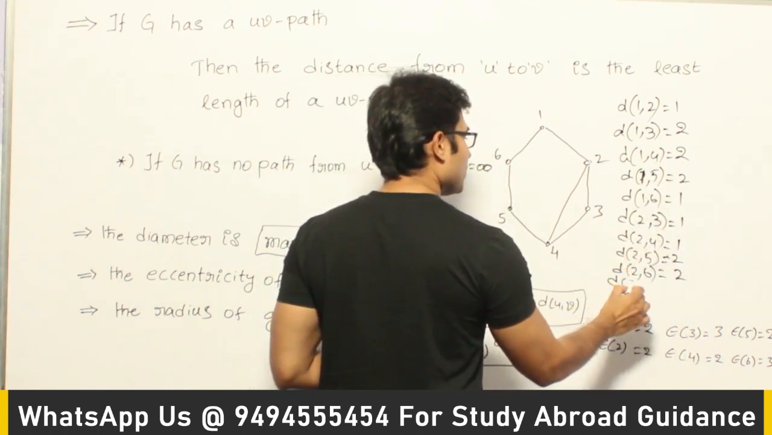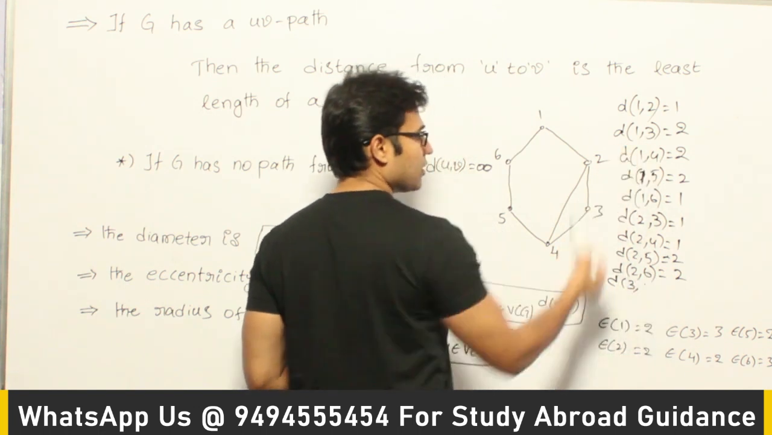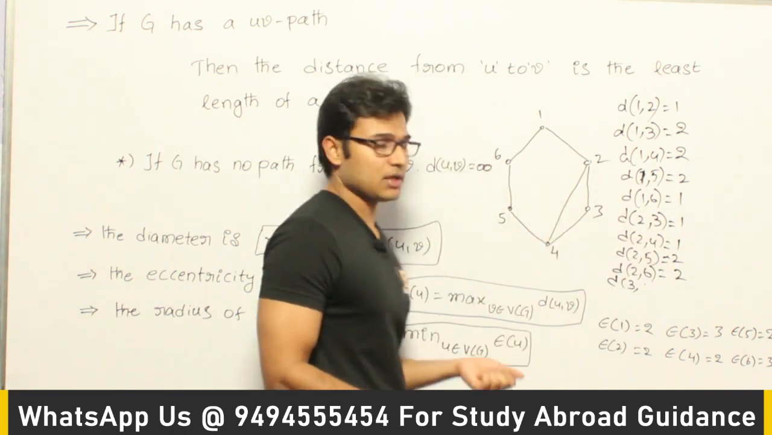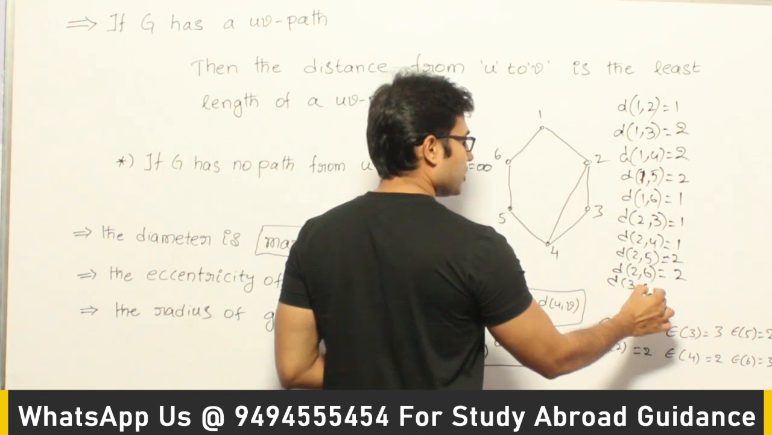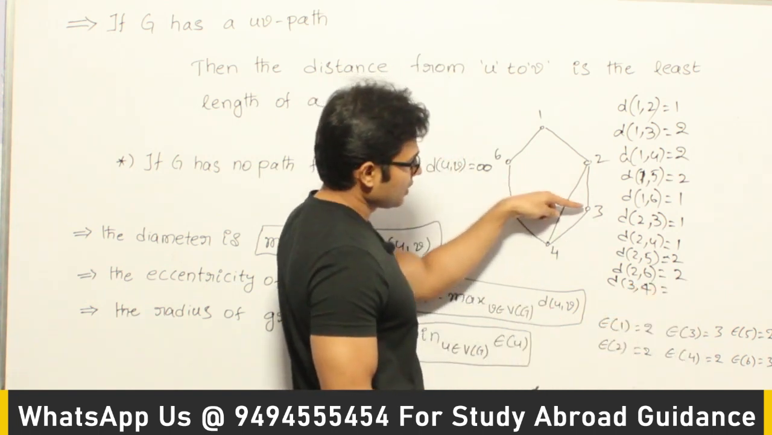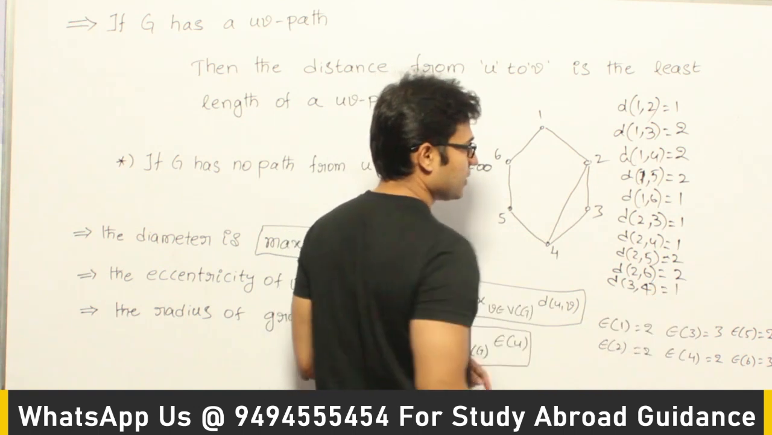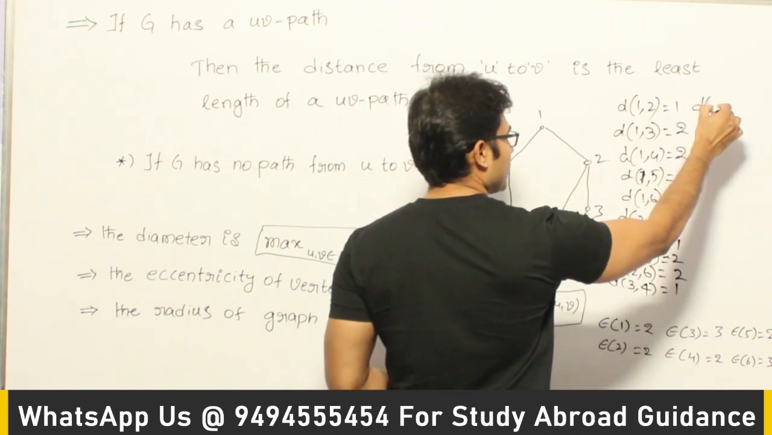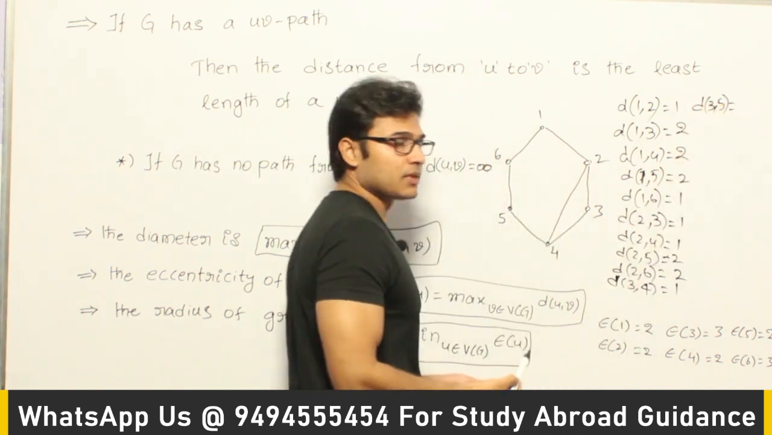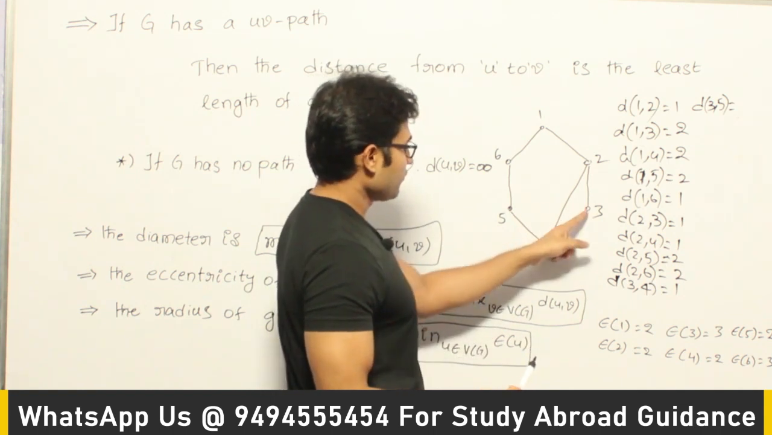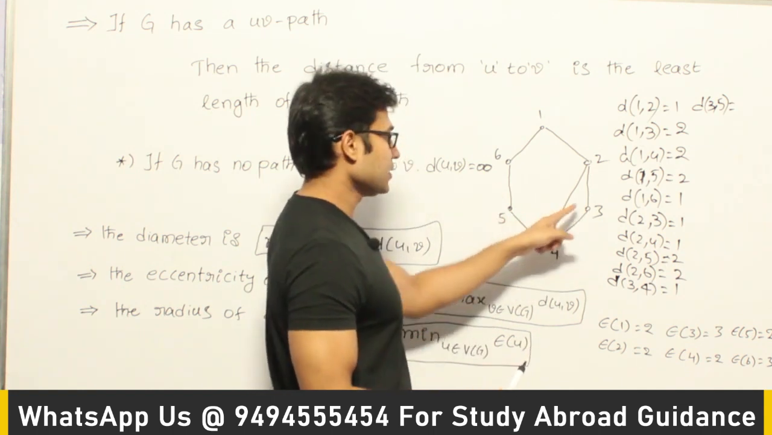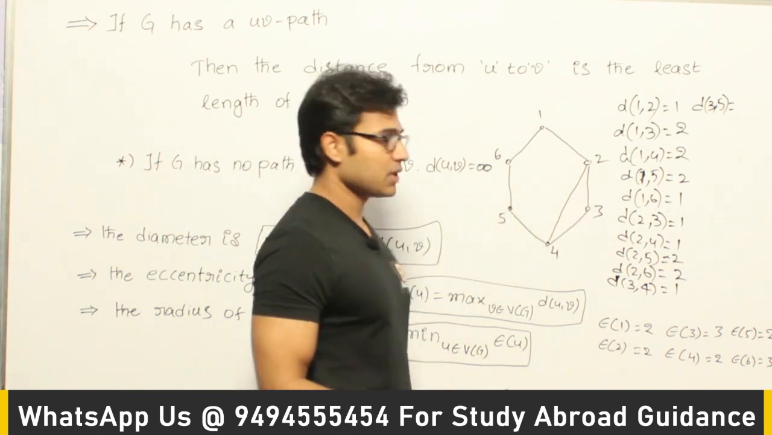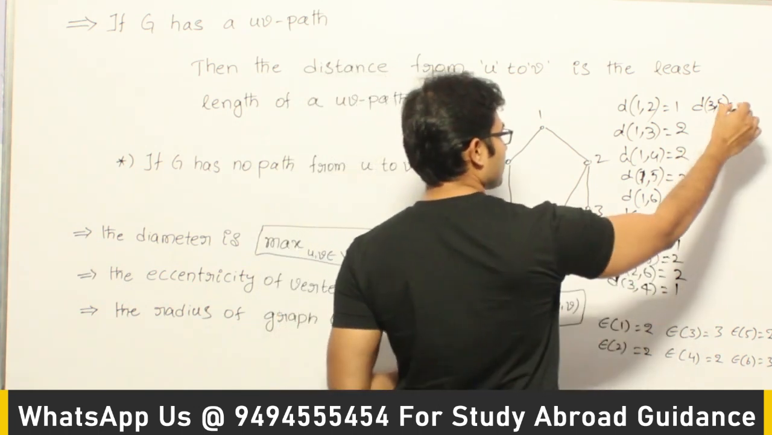Now what about d of 3 comma 1? 3 comma 1 is over, it is 1 comma 3, and 3 comma 2 is over because 2 comma 3 and 3 comma 2 are the same in undirected graphs. Now 3 comma 3 is not required. What about 3 comma 4? See these two, there is a direct link, therefore it is 1. What is 3 comma 5? From 3 to 5 the distance is 2. This is the least distance. If you go the other way, it is going to be more. Therefore the least path is 2.